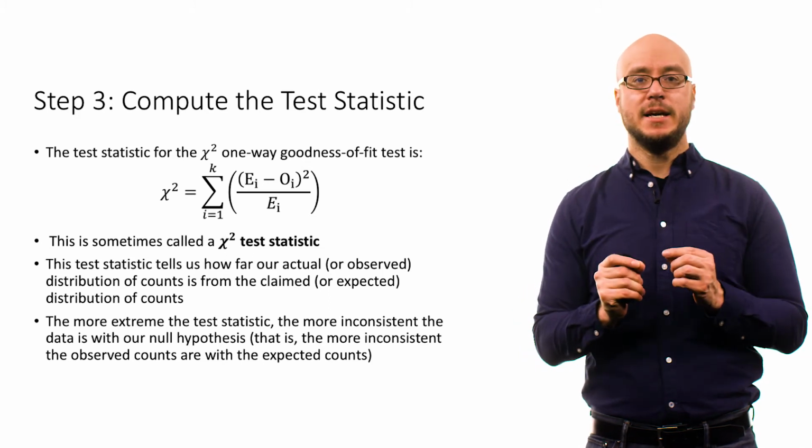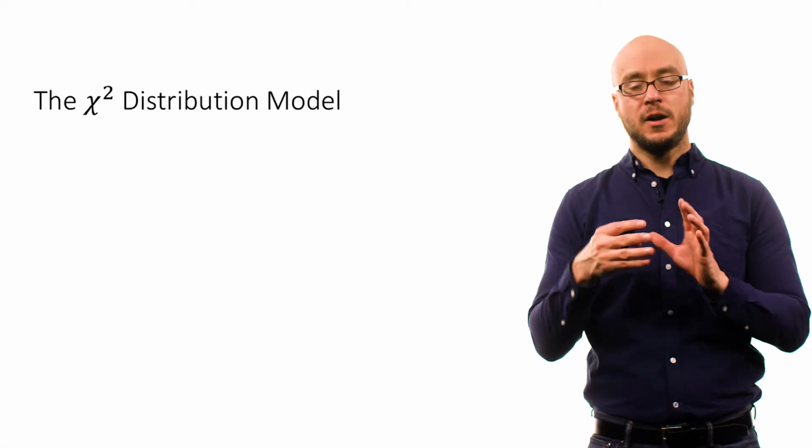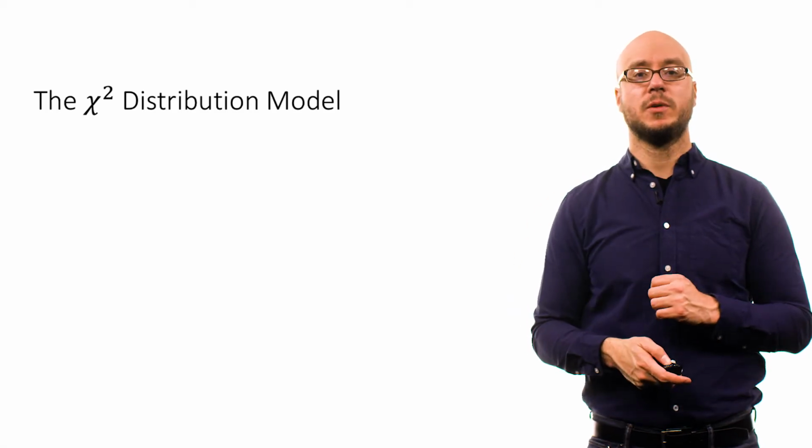The basic idea with this test statistic, similar to other test statistics we've talked about, is that when it is more extreme, when the difference between expected and observed counts is really large, the more inconsistent the data is with our null hypothesis. And when the data is inconsistent, that suggests that we should reject the null hypothesis. Formally, we compare that chi-square test statistic with some critical value. That critical value lies on the chi-square distribution model.